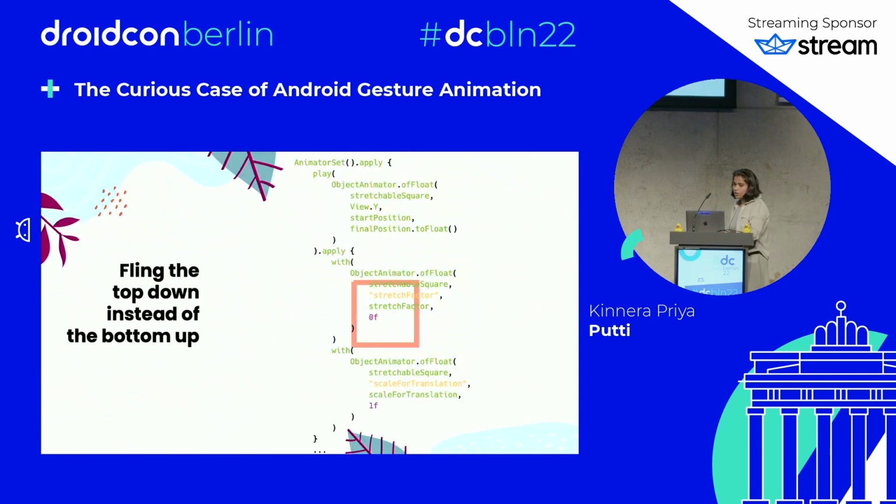OK, so just to compare again, this is what we did with the view system. We did an animator set with a bunch of object animators for all 3 of those things. And this went into a particular function. But in Jetpack Compose, you can obviously do that better.